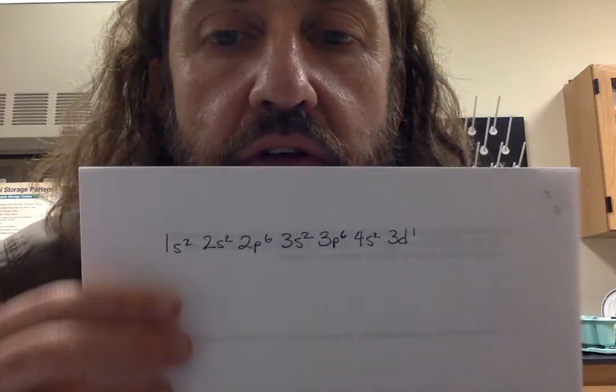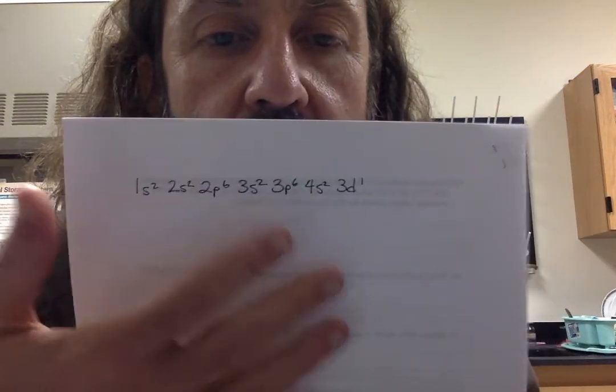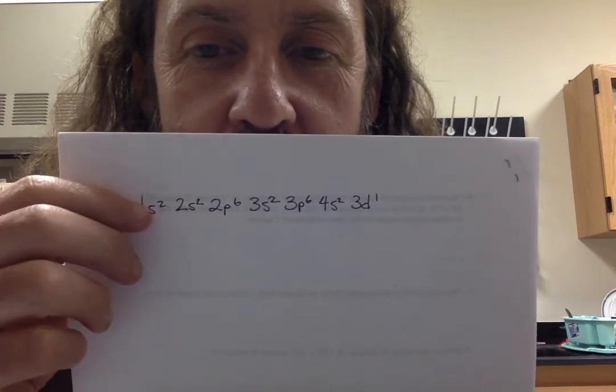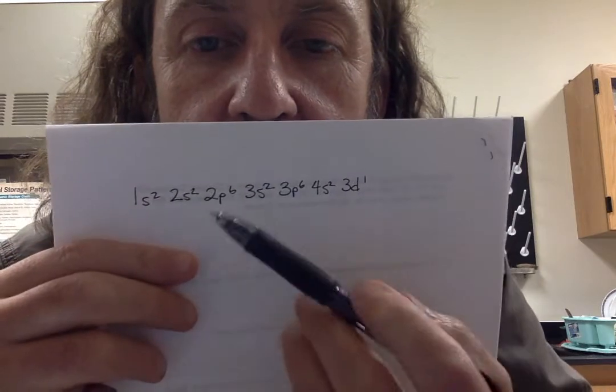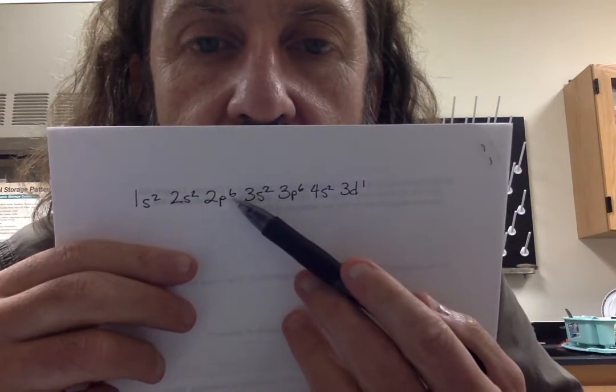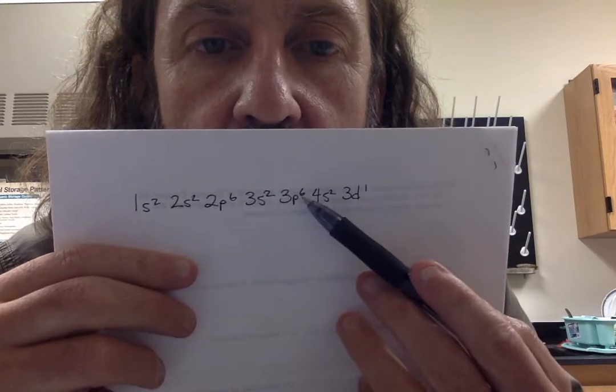Just like this. And don't mind the writing on the back. I'm just recycling because I don't want to waste paper. So if we add up these superscripts, 2 and 2 is 4, and 6 is 10, 12, 18, 20, 21. You look at scandium on the periodic table, scandium's number 21.